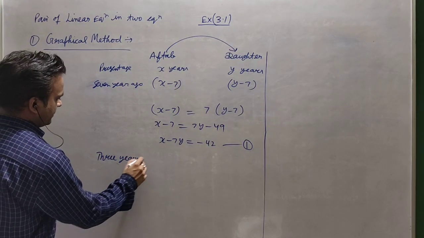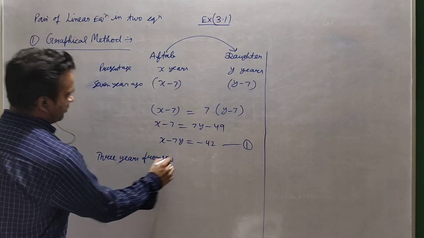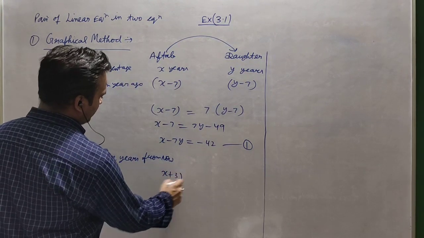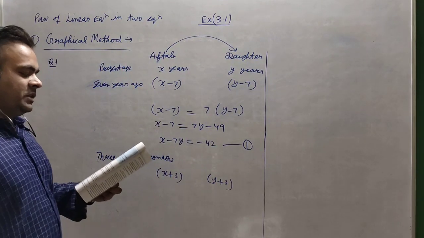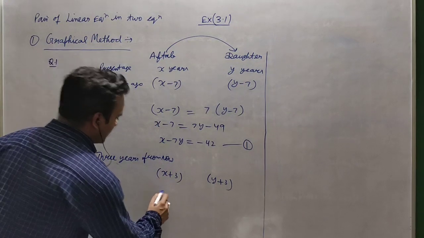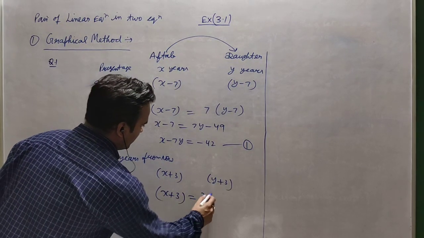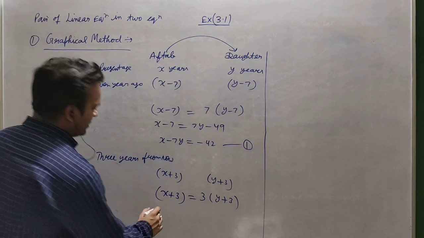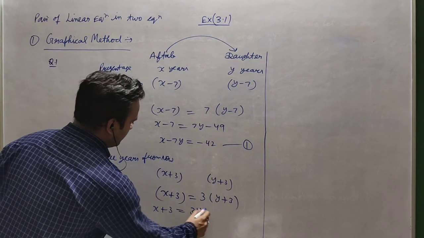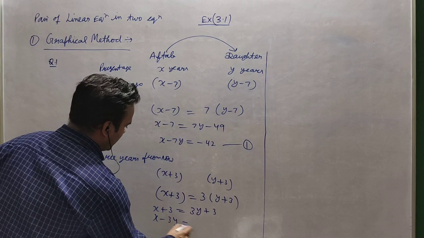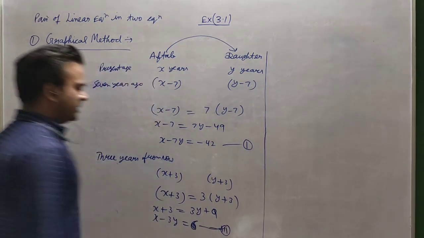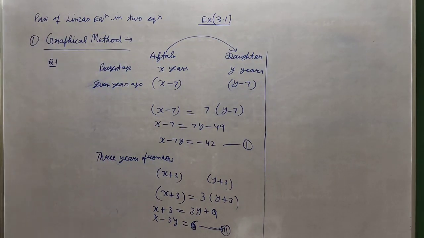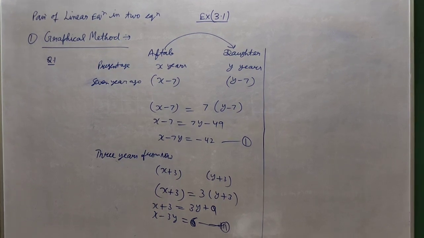The second case is 3 years from now, which means after 3 years. So what is the age after 3 years? Okay, I shall be 3 times as old as you will be, which means the age of Aftab will be 3 times that of the daughter after 3 years. So what is the equation here? x minus 3y is equal to, sorry, it is 9, so it will be 6. So the second equation is x minus 3y is equal to 6.